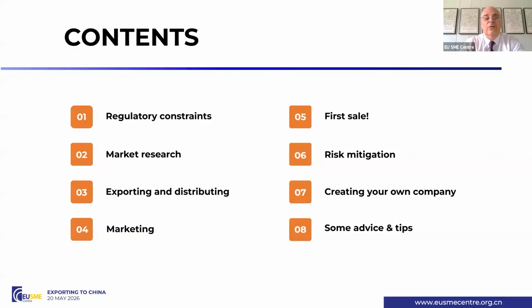So what we will talk about today, we will first talk a bit about the regulatory constraints that you have to face when exporting to China. We will see that you absolutely need to do some homework and some market research. We will then have a look at the many ways that you can export and distribute your product in China. And then we will also talk about marketing. You need to have your product known to the Chinese customer. We will see briefly what will happen when you get your first sale, and first of many, hopefully.